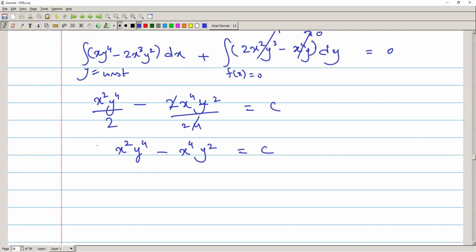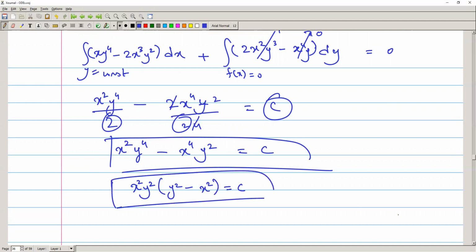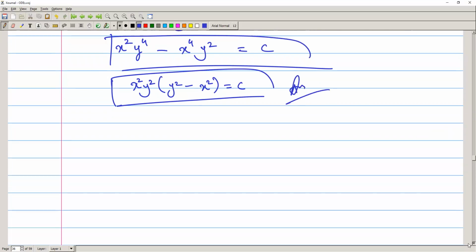is equal to c. And this 2 when multiplied by c is c again, because it's a constant, so we can write it c, right? So in this way we can solve these equations, and we can write it in further simplified form: x squared y squared into (y squared minus x squared) equals c, right? So let's take one more example. This is the answer.